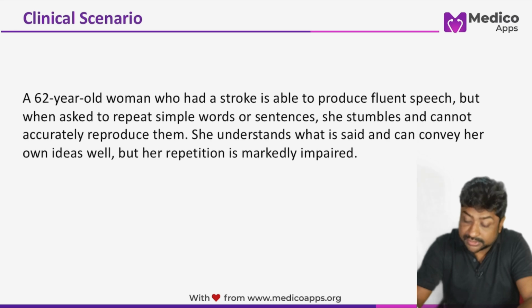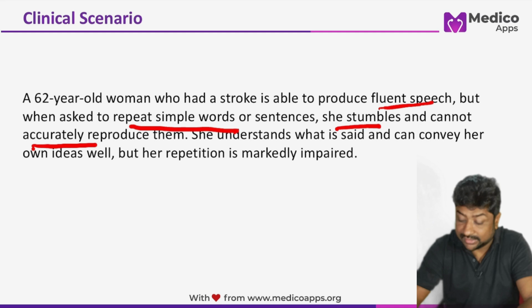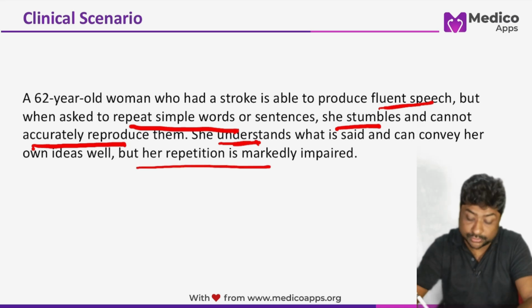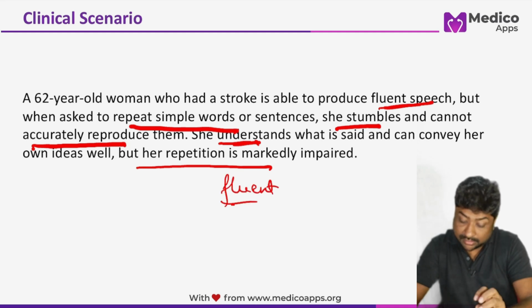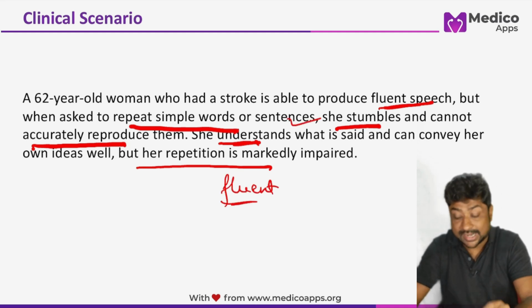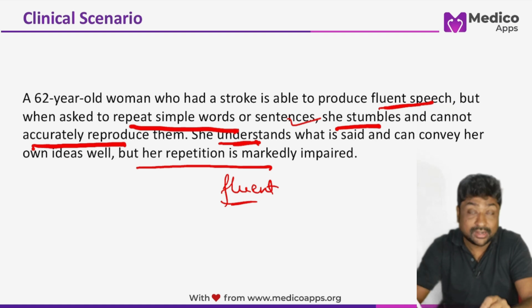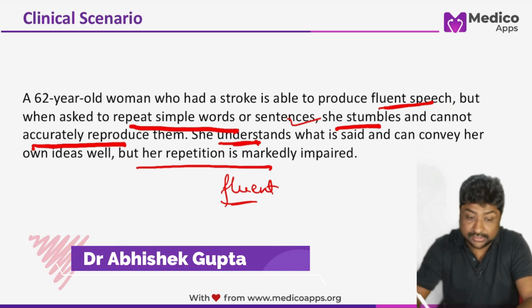A 62-year-old woman who had a stroke is able to produce fluent speech. But when asked to repeat simple words or sentences, she stumbles and cannot accurately respond. She understands what is said and conveys her own ideas, but repetition is markedly impaired. So first of all, is it fluent or non-fluent? Definitely fluent. Now in fluent, her understanding is intact.